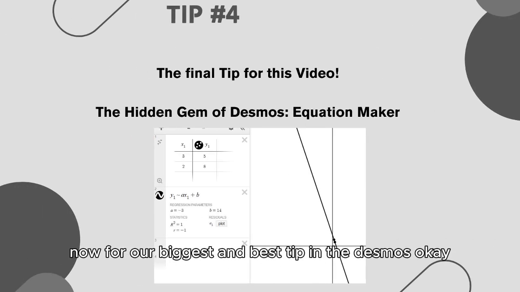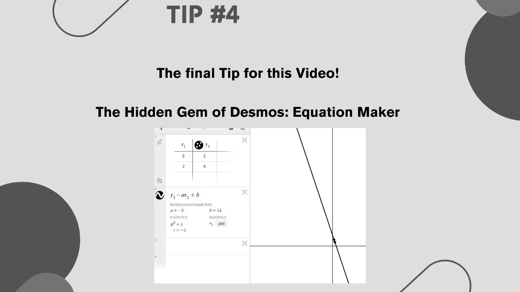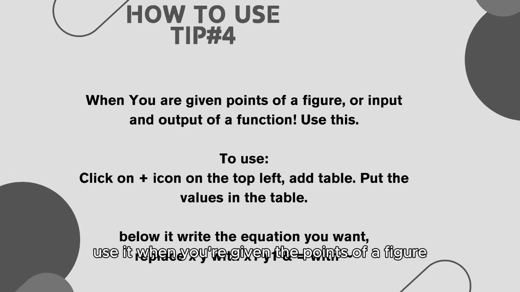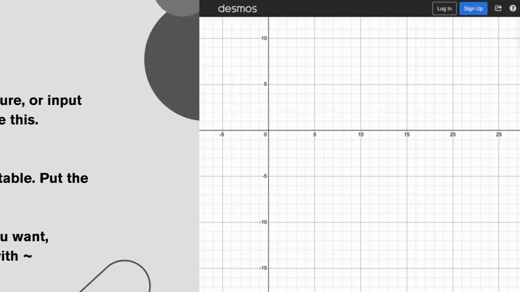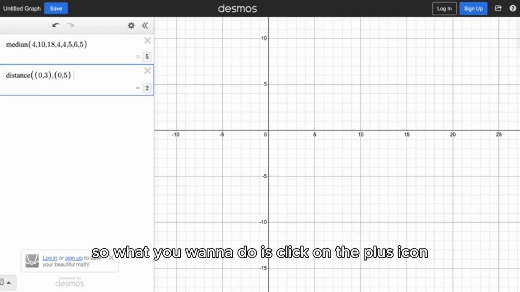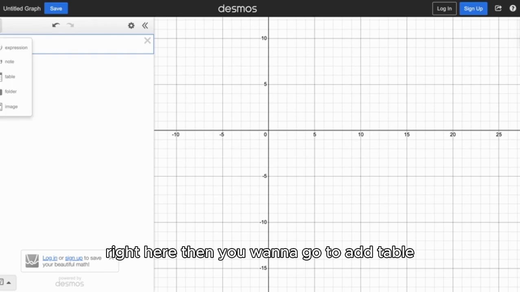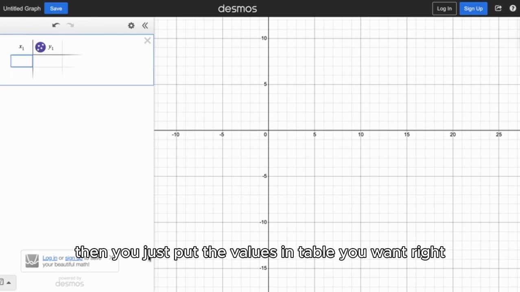Now for our biggest and best tip in DESMOS, okay? The equation maker. This is the hidden gem that will save you a ton of time. Use it when you're given the points of a figure or the input and output of a function. So what you want to do is click on the plus icon in the top left, right here. Then you want to go to add table. Then you just put the values in the table you want, right?